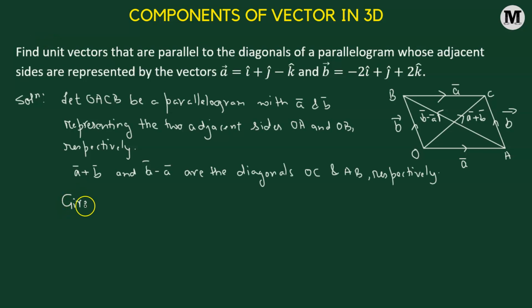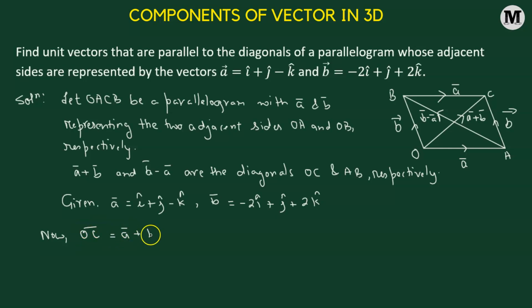Now, it's given in the problem that A vector is represented by i cap plus j cap minus k cap, and B vector is represented by negative 2 i cap plus j cap plus 2 k cap. So using these two vectors A and B, let's try to find out the diagonal OC. The OC vector is defined by adding A vector with B vector. So we have i cap added to negative 2 i cap, so that's negative i cap. j cap added to j cap gives us positive 2 j cap. Then negative k cap added to positive 2 k cap will be simply positive k cap.